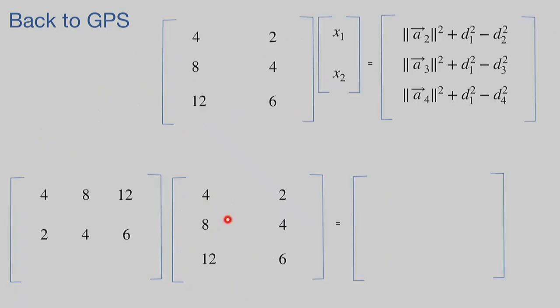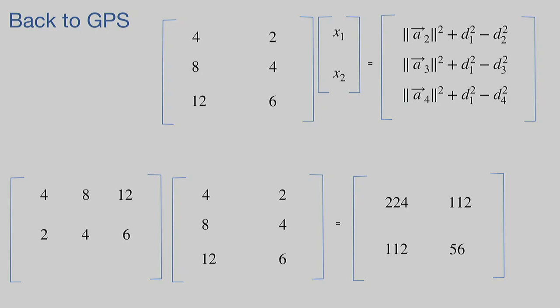So A transpose A, like this, like that, like this, like that. You get 224, 112, 112, 56. What happened? Is A transpose A linearly independent? No. Is it invertible? No. No solution. Well, infinite solutions. Yeah, there is a solution, it's just infinite. Right? Because now I have A times X equals Y, but I have infinite solutions.